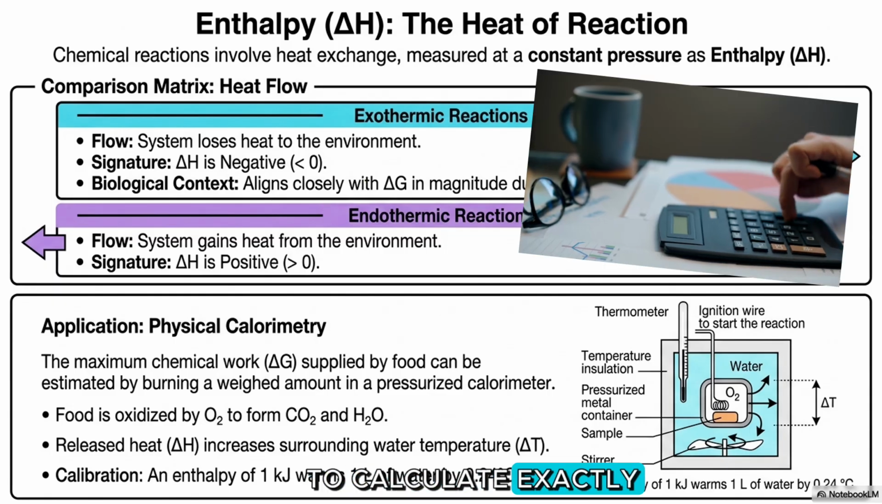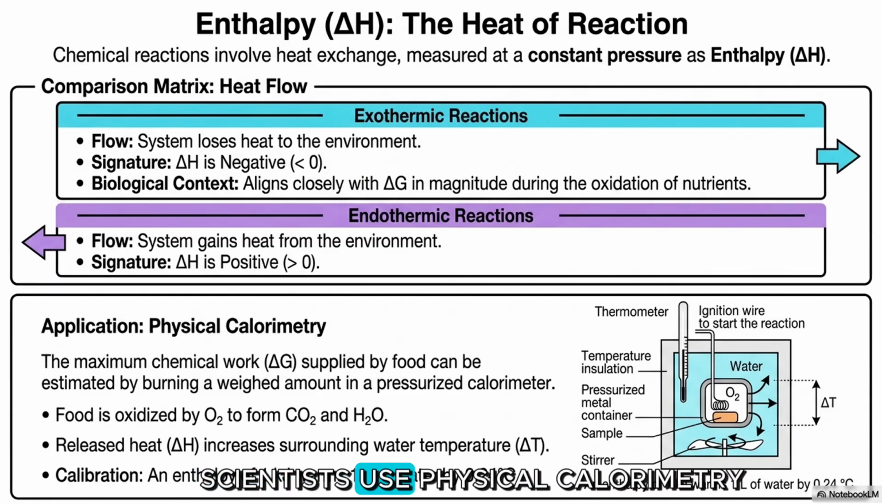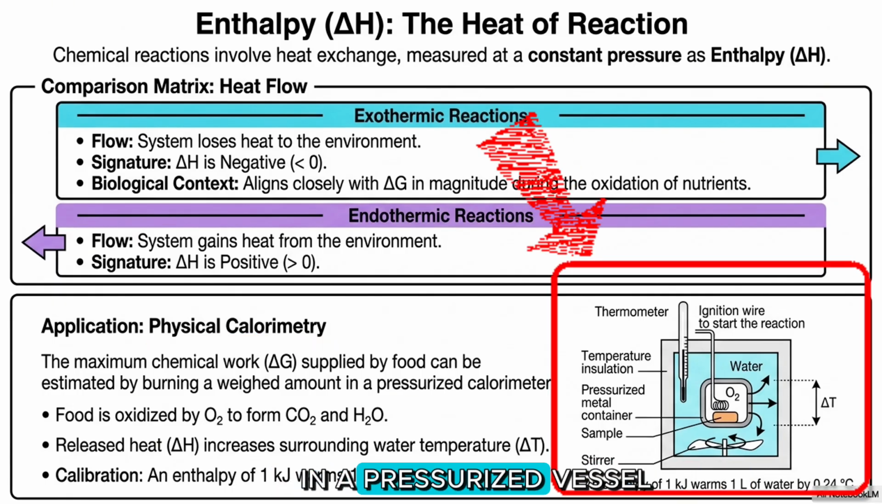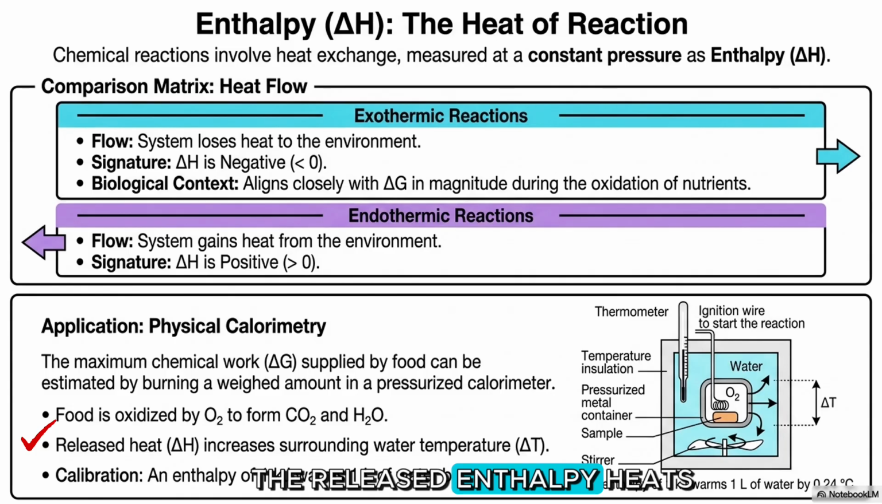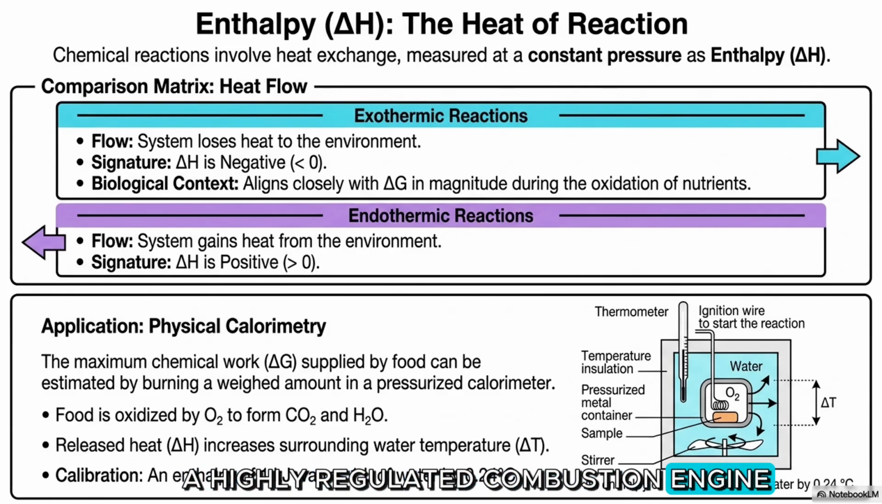To calculate exactly how much chemical work can be extracted from this heat flow, scientists use physical calorimetry. You literally burn a weighed amount of food in a pressurized vessel. The released enthalpy heats the surrounding water. And since we know 1 kilojoule warms 1 liter of water by 0.24 degrees Celsius, we can calculate the exact energy potential of that food. It is living proof that your body is a highly regulated combustion engine powered by biochemical heat exchange.